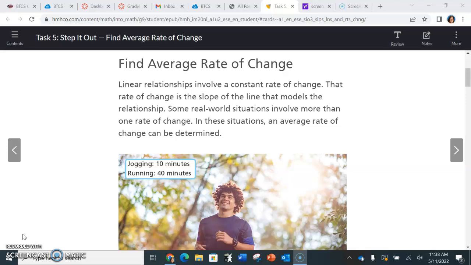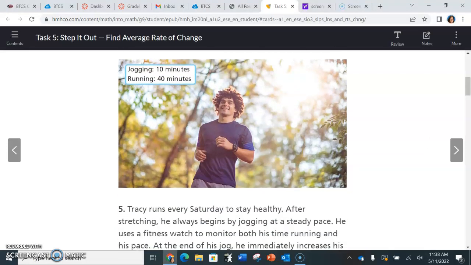Lesson 3.2, task 5. Find an average rate of change. Linear relationships involve a constant rate of change. That rate of change is the slope of a line that models the relationship. Some real-world situations involve more than one rate of change. In these situations, an average rate of change can be determined.